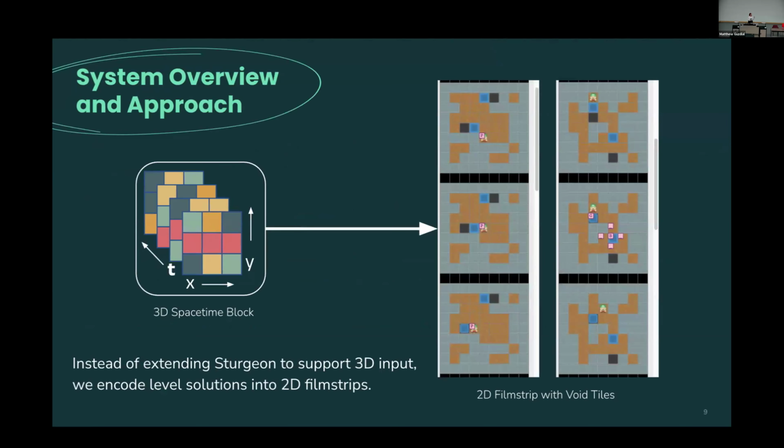Now, Sturgeon is a two-dimensional level generation program, and we formulated this problem in 3 dimensions. But it would be a huge undertaking to make Sturgeon support 3 dimensions, so instead, we reformulated our problem to use this 2-dimensional film strip representation, where all the frames in the level solution are separated by specialized void tiles to turn our 3D problem into a 2D problem.